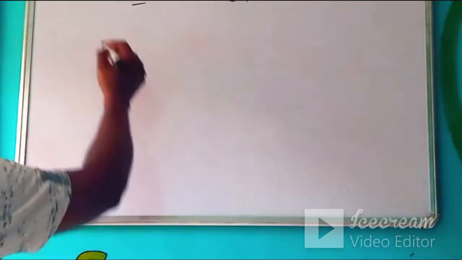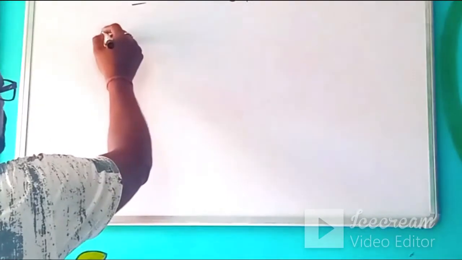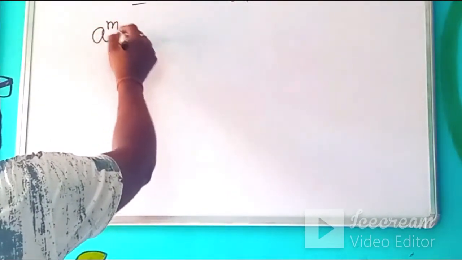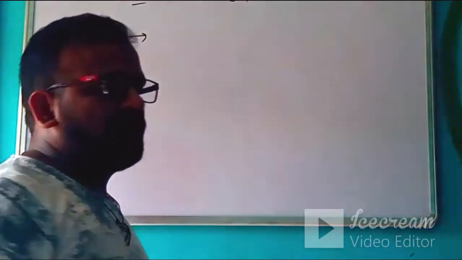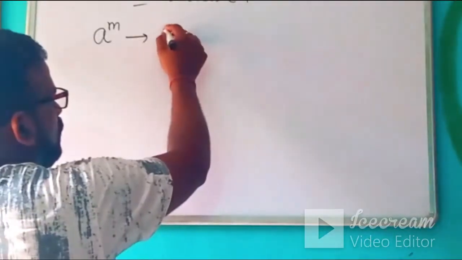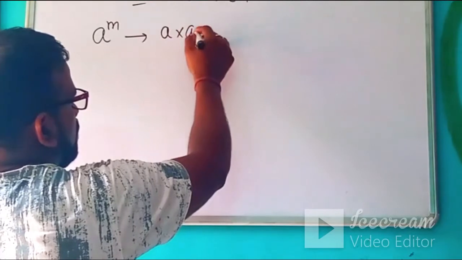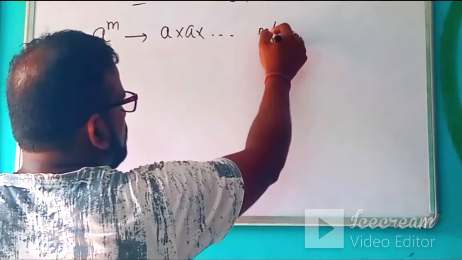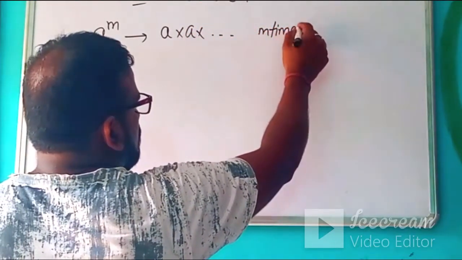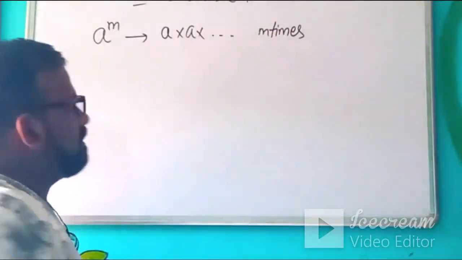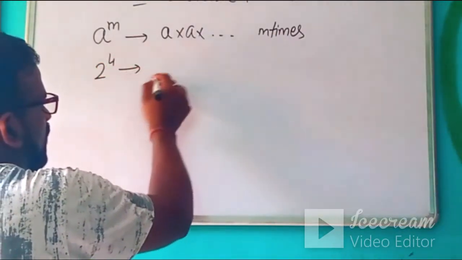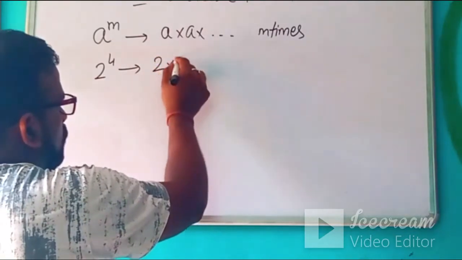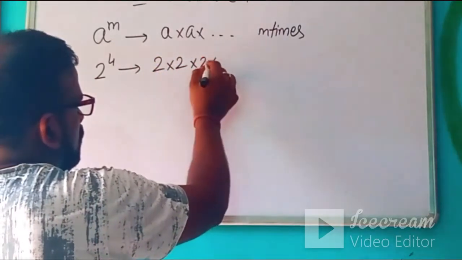So what is the meaning of exponent? First of all, suppose a to the power m is written. What is the meaning of a to the power m? It means you will multiply a, m times. For example, suppose I write 2 to the power 4. That means I am going to multiply 2, 4 times.